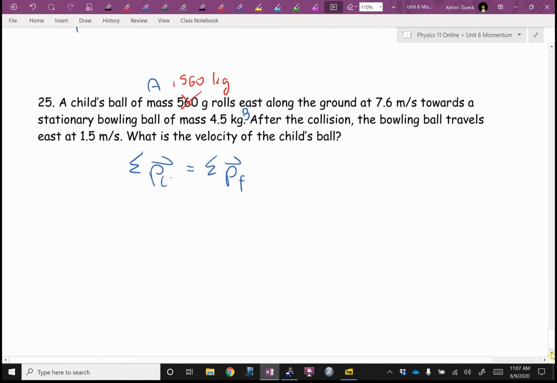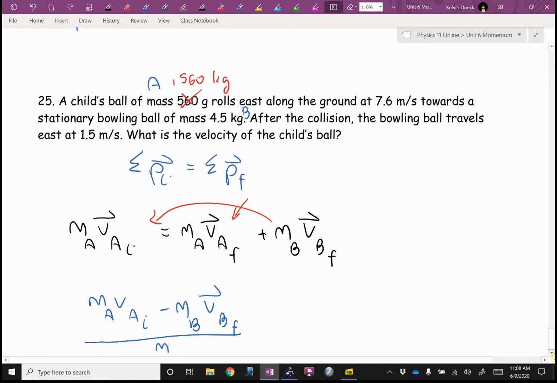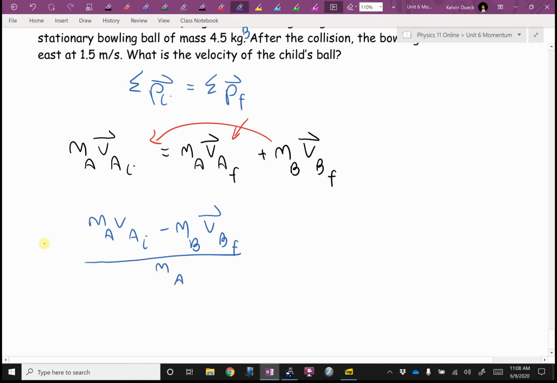So before the collision, what's moving? Mass A, velocity A initial. The bowling ball is not moving. Wham, they collide. They're both moving afterwards, and they're separate. And I guess they want me to get that by itself. First, I'll subtract this over to that side. I'll get mass A, VA initial takeaway mass B, VB final. And then I'm going to divide by the mass of A. And that should give me VA final.